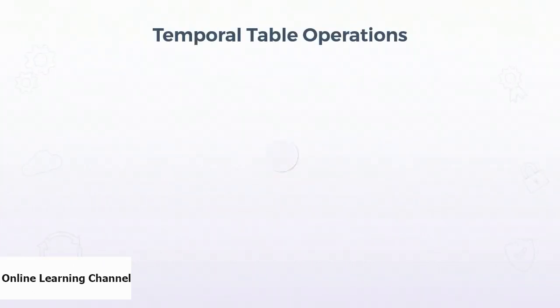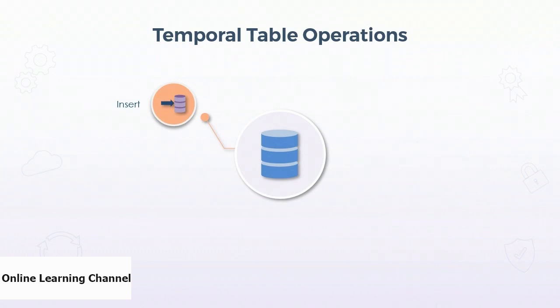So now let's look at what happens with the current and historical tables during standard table operations. First, when a new record is inserted into the current table, its row start period column is set to the current transaction date time, and its row end period column is set to the maximum datetime value of December 31st, 9999. During a record delete, the deleted row is copied to the history table.